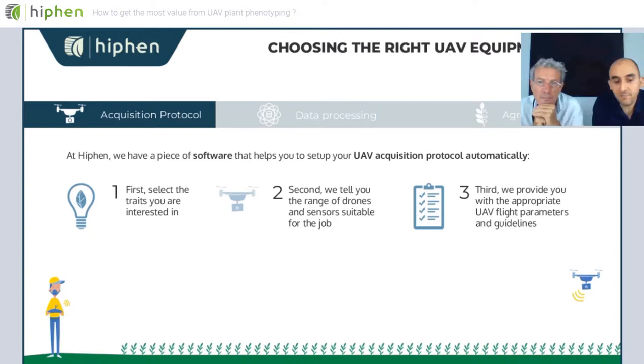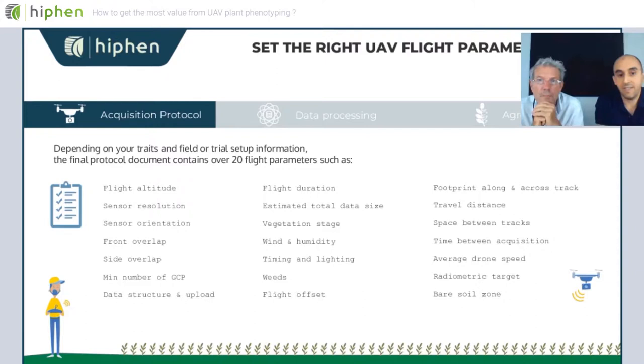We developed a piece of software that contains a lot of information about the sensors, the traits, and the flight parameters. Once the client selects the traits they are interested in, we can suggest the best equipment to use. We automatically suggest the type of UAV and the type of sensors that should be used, and we provide a range, not just one device. Then the equipment first, and then the flight parameters that the drone operator should input to prepare for the flight mission. This is very valuable, and it really helps to avoid the main issues.